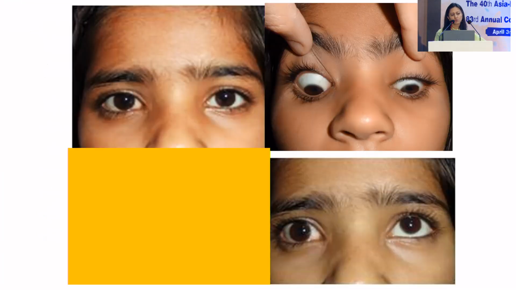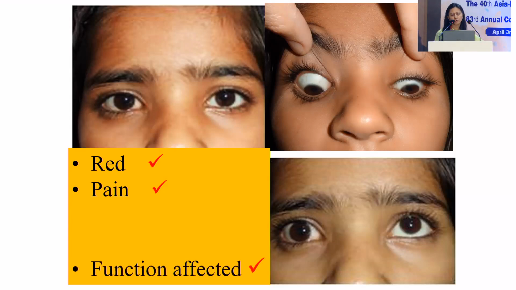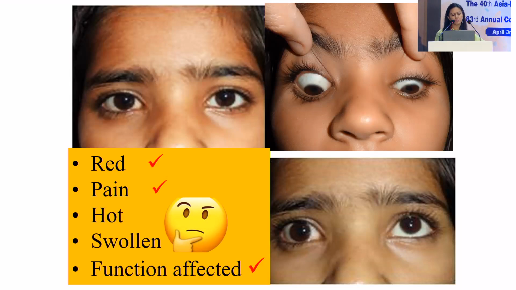This young girl comes with a history of double vision as her main complaint. She has some redness. If you see, there is some congestion of the conjunctiva in the right eye, but what is more striking is the movement restriction. So function is affected, there is some pain, there is redness, but it's not a hot red swollen orbit. So she doesn't fit into the signs of specific orbital inflammation.